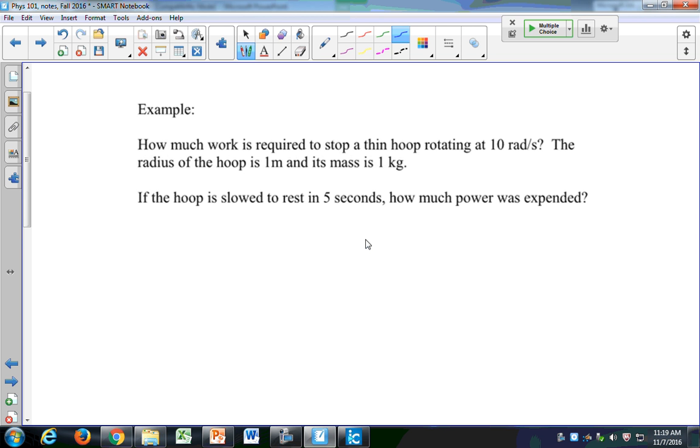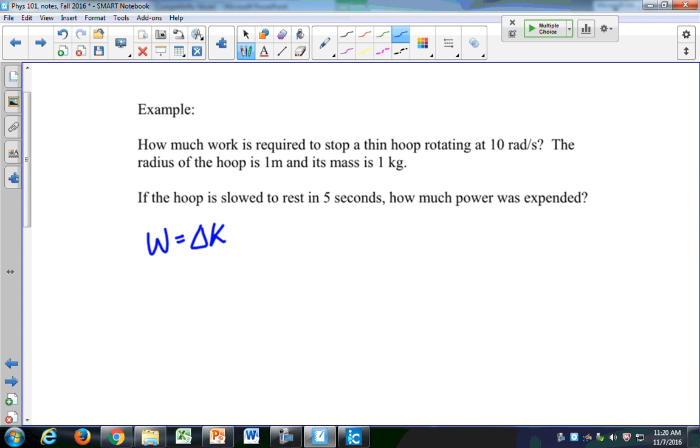Excuse me. The work is our change in energy, or my change in kinetic energy. So really all that I want to know is what is the kinetic energy that this thing has, and then the amount of work that's required to stop it will be the amount of work that's required to take away all that kinetic energy. So it is going to be the kinetic energy.